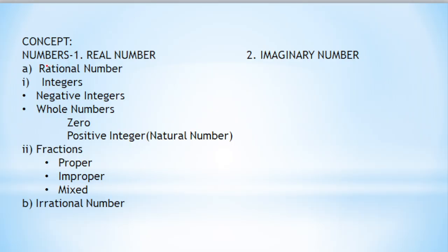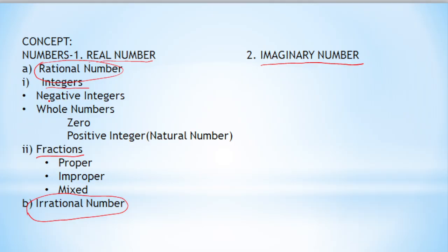Now numbers. Numbers is divided into two types. One is real number and another one is imaginary number. Real number is again divided into two types. One is rational number and another one is irrational number. Rational number is again divided into two types. One is integers and another one is fractions.